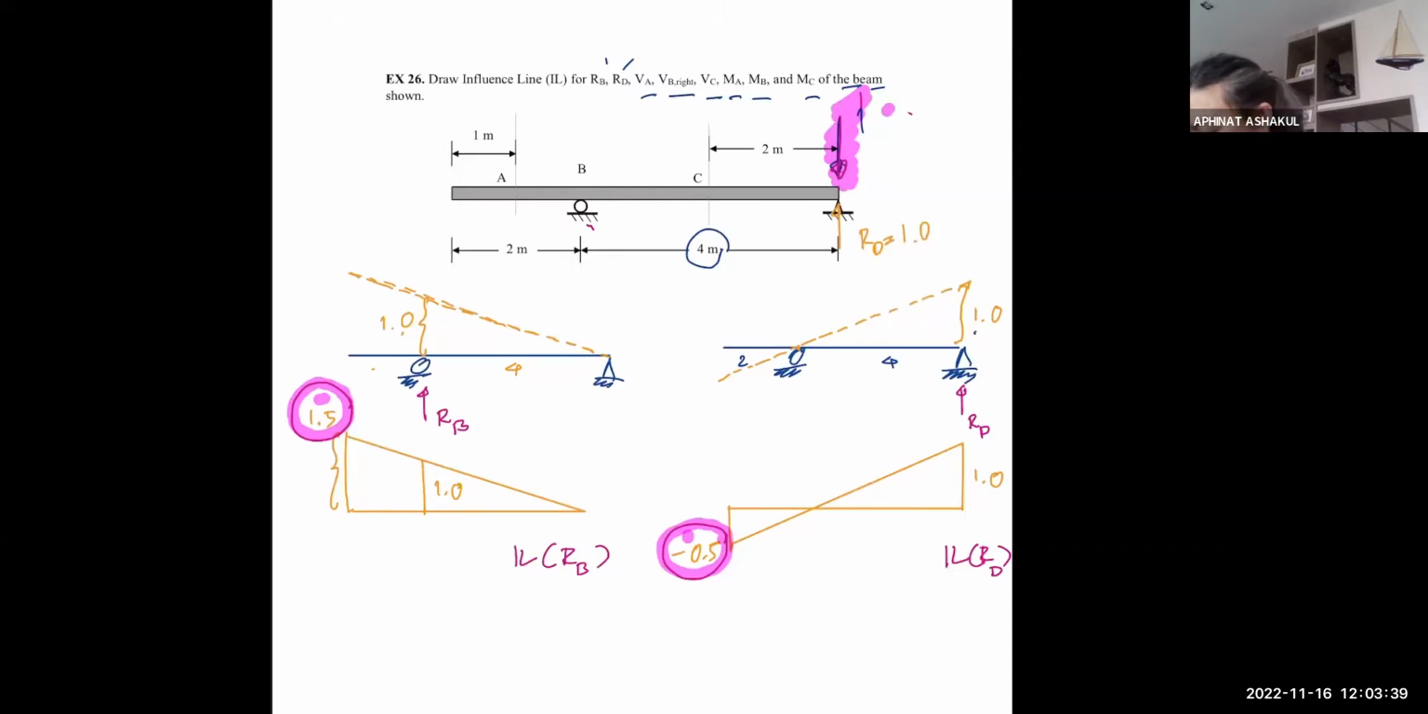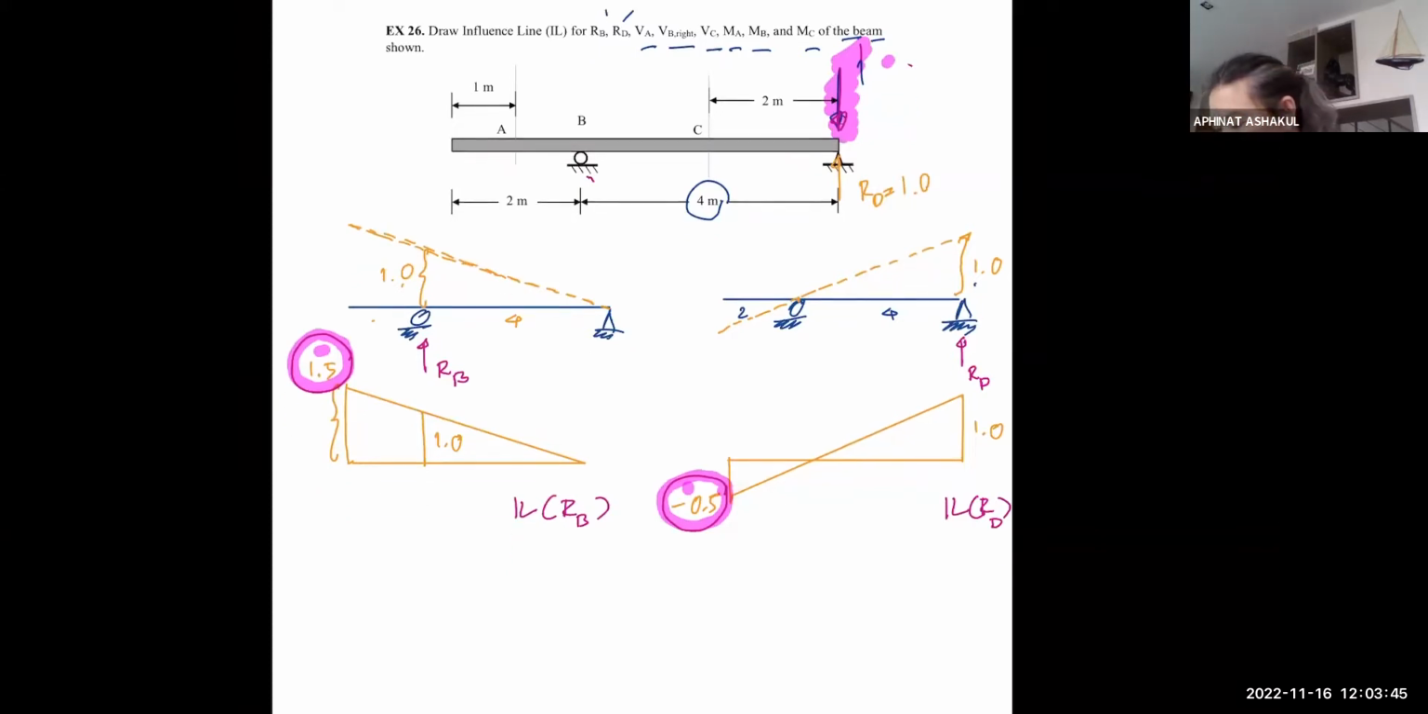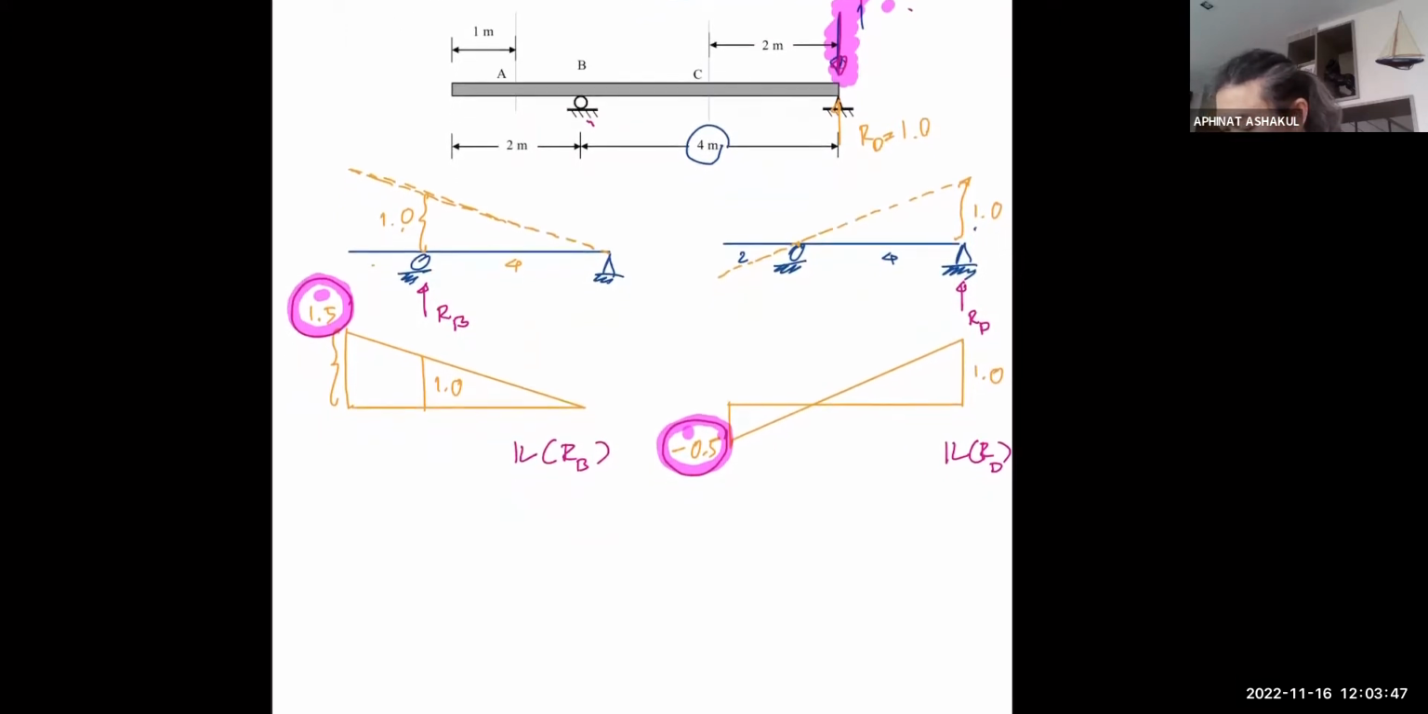So without further ado, I am going to start looking at VA, right? This is going to be fun. Okay. Same beam. I will let VA move freely by adding a roller here, right?